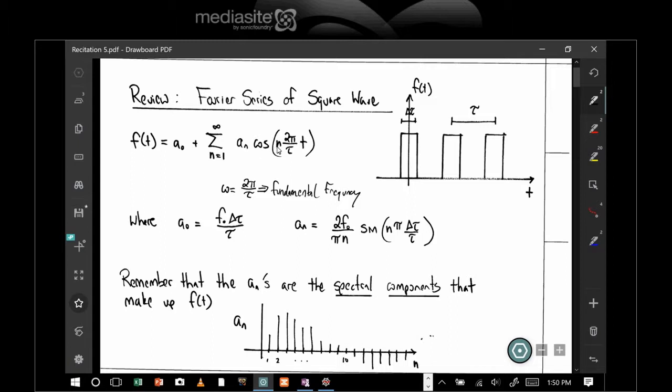Each cosine has a frequency n times omega. Remember, instead of 2 pi divided by tau, I can write this as omega, so the argument looks like n times omega. So each frequency component has a frequency of n times omega. For the nth frequency component, the frequency is n times omega with a coefficient of a sub n, and I sum over those.